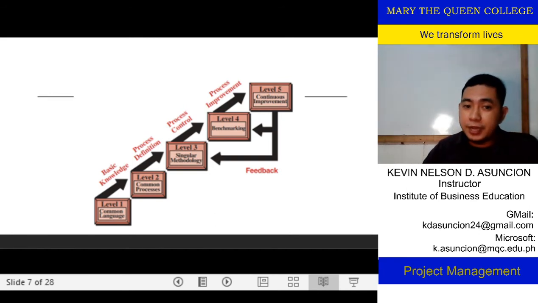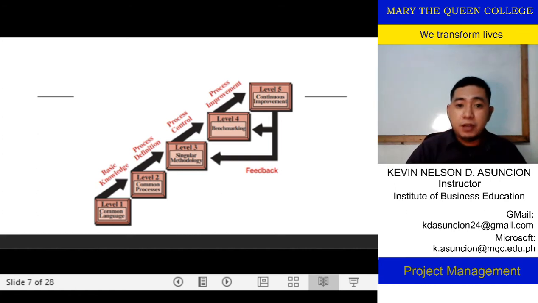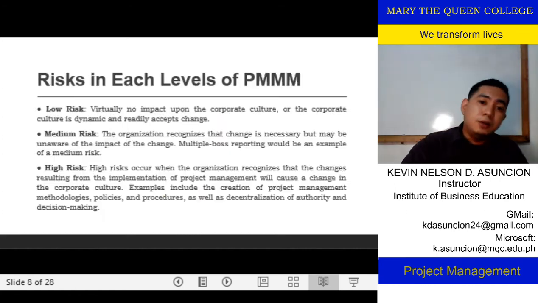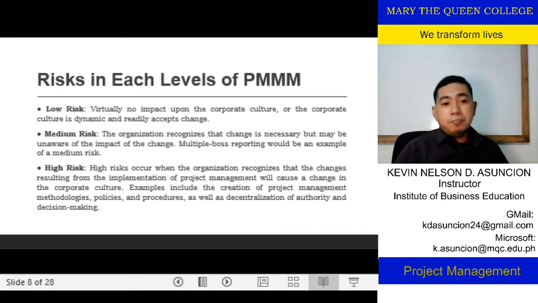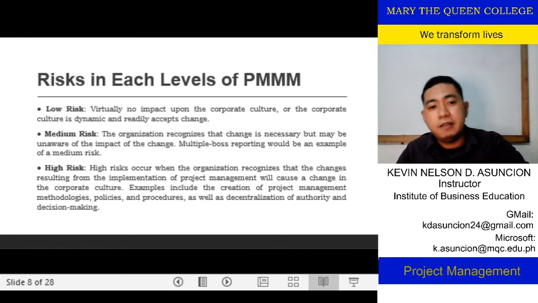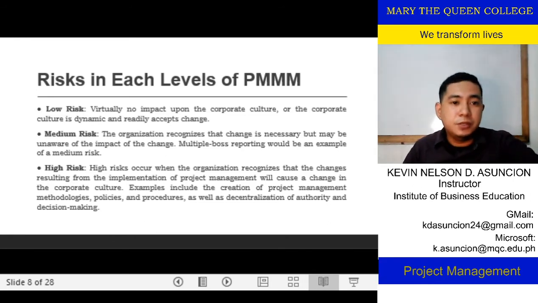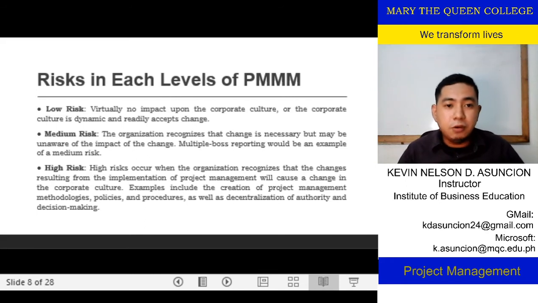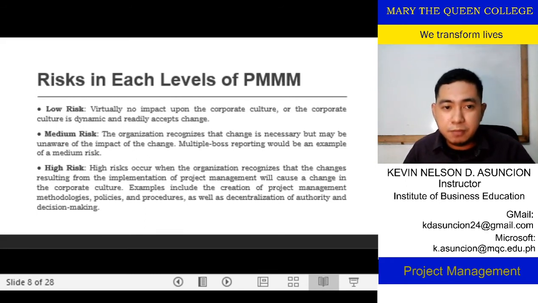Para ma-improve mo sila, no? So it's the evaluation tool na ngayon. Okay? So we have risk level, risk in each level of PMM. So there are low risk, medium risk, and higher risk level in the PMM. So what are those things that are in the low risk level of PMM?